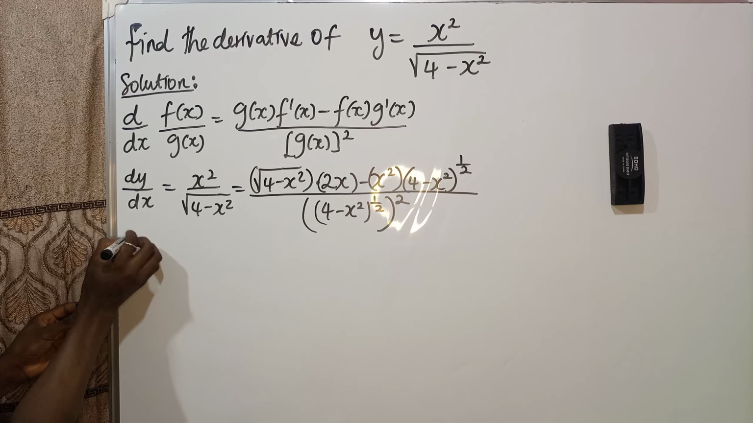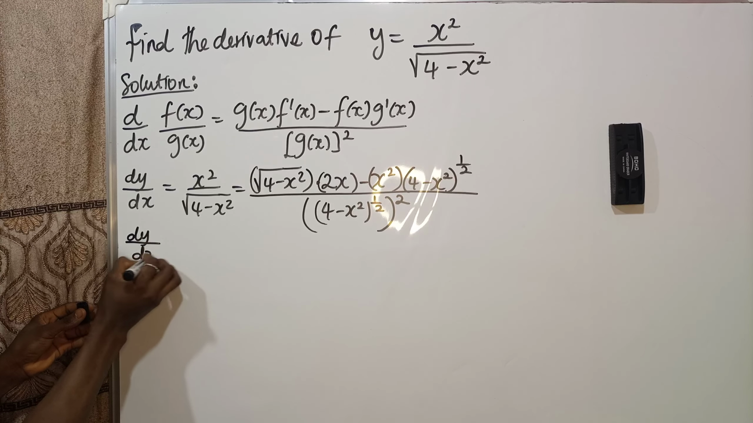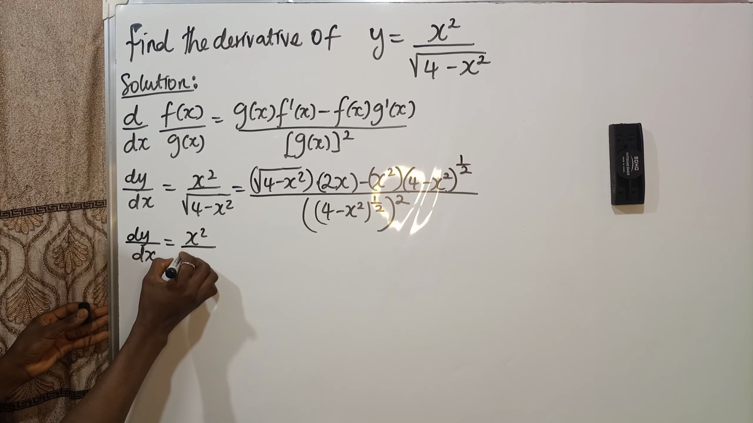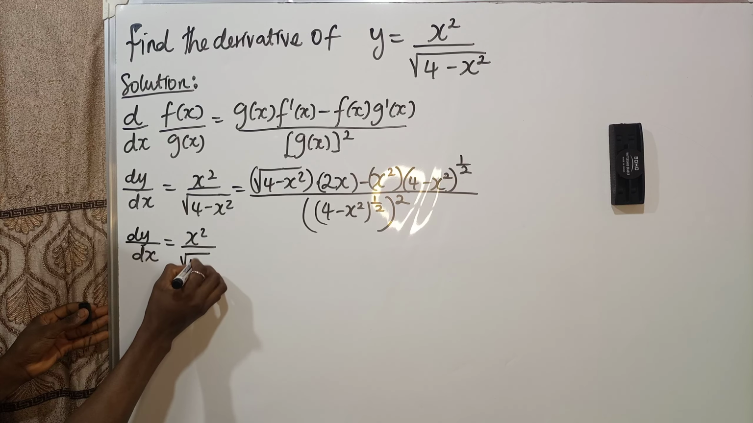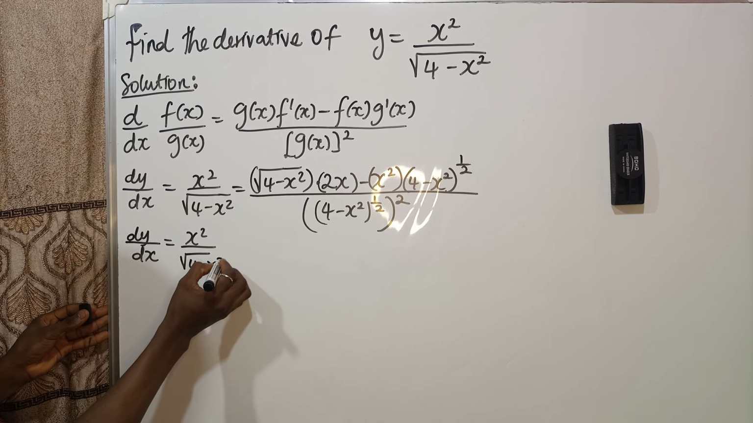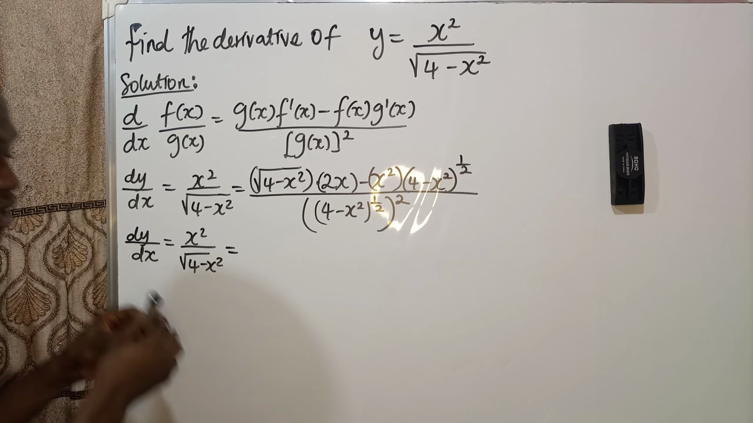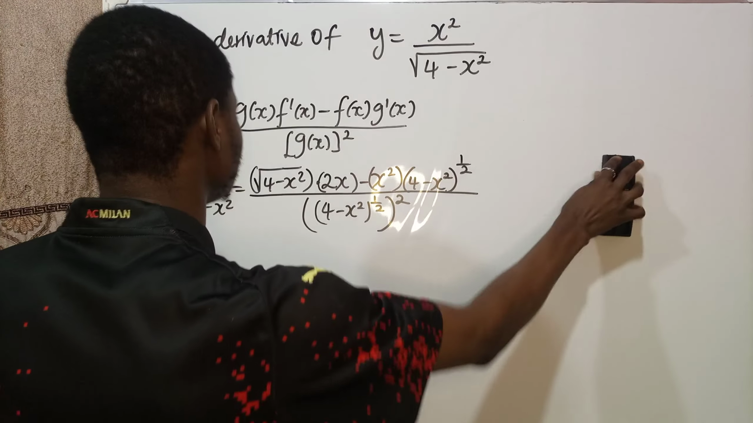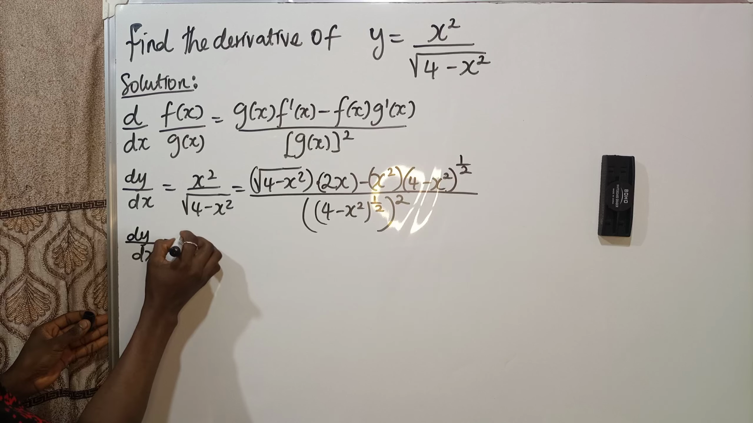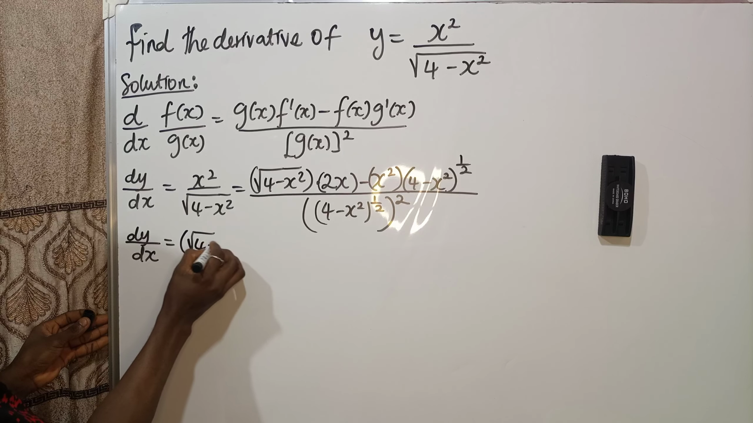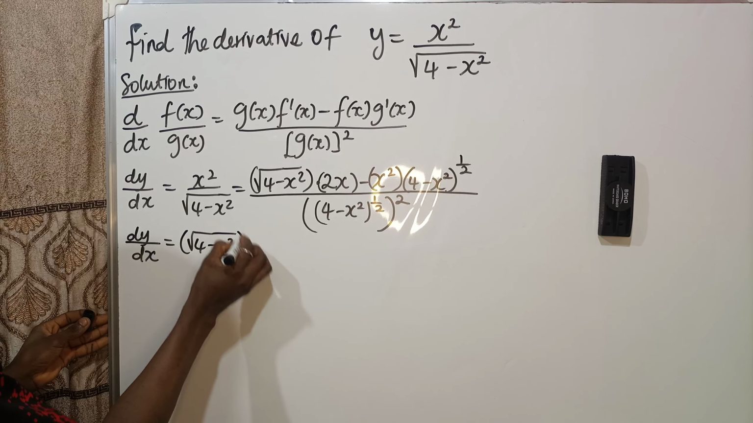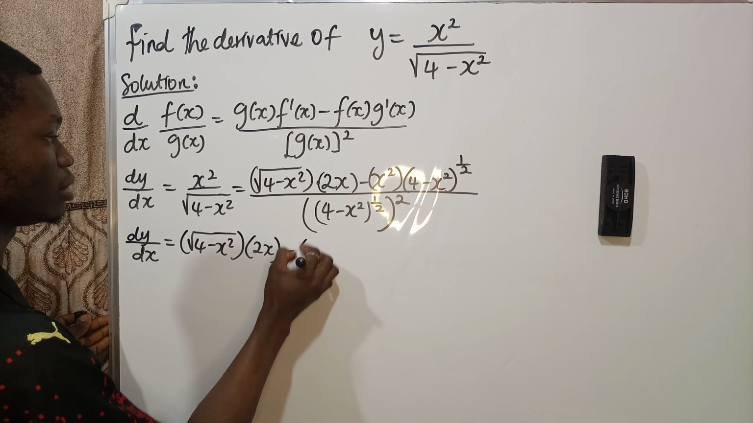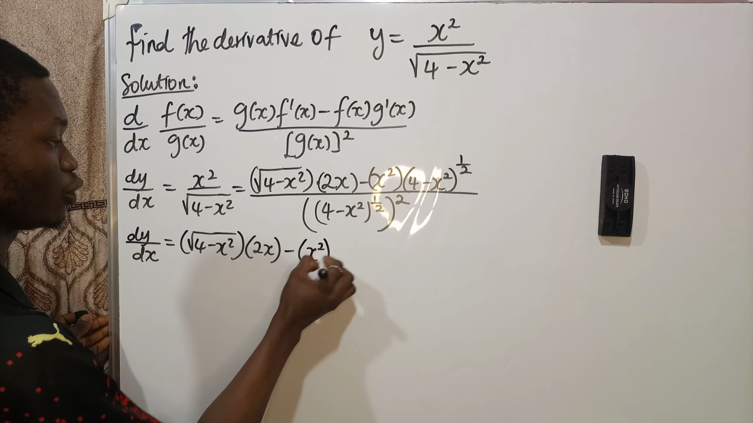So we have dy over dx equals x squared all over the square root of 4 minus x squared, equals, okay, let's forget about writing this, the square root of 4 minus x squared, then times 2x, then minus x squared.